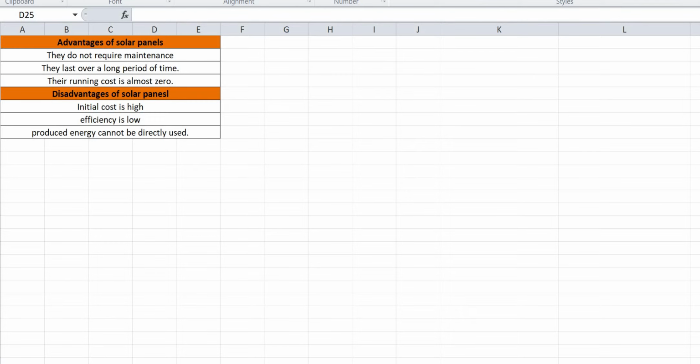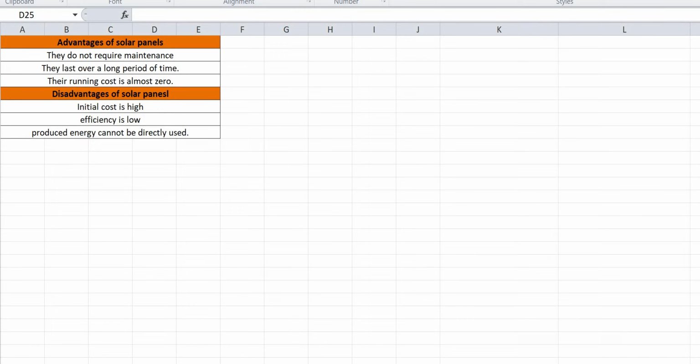Now, conservation of energy and energy degradation. We talk about the law of conservation of energy. According to the law of conservation of energy, energy can neither be created nor be destroyed. It can only be converted from one form of energy to another form of energy. The sum of various kinds of energies in the universe remains constant. When there is transformation of energy from one form to another, the total energy always remains the same.